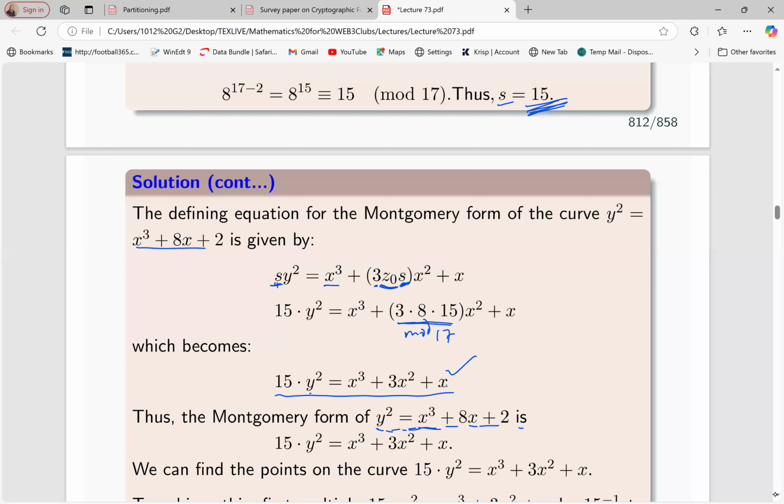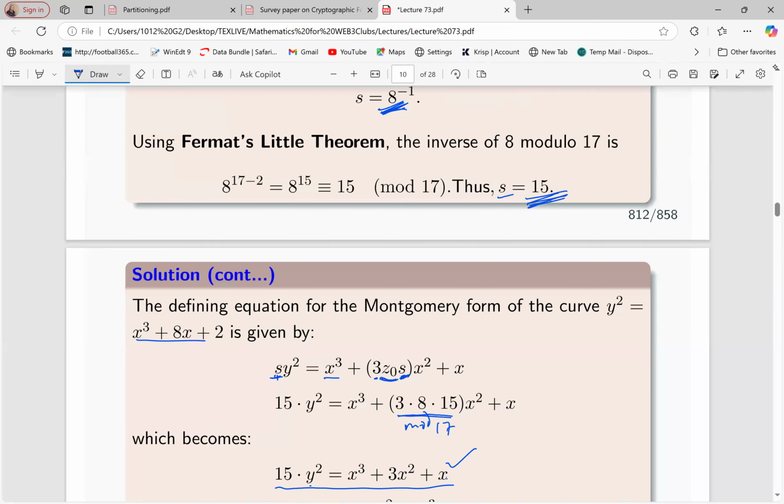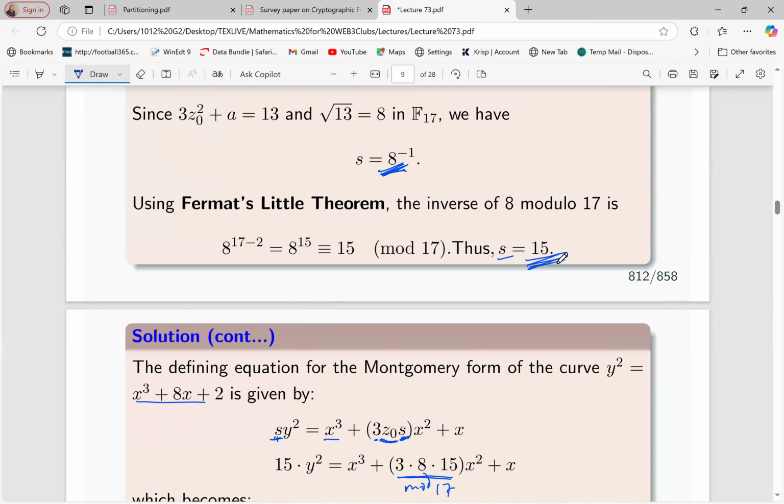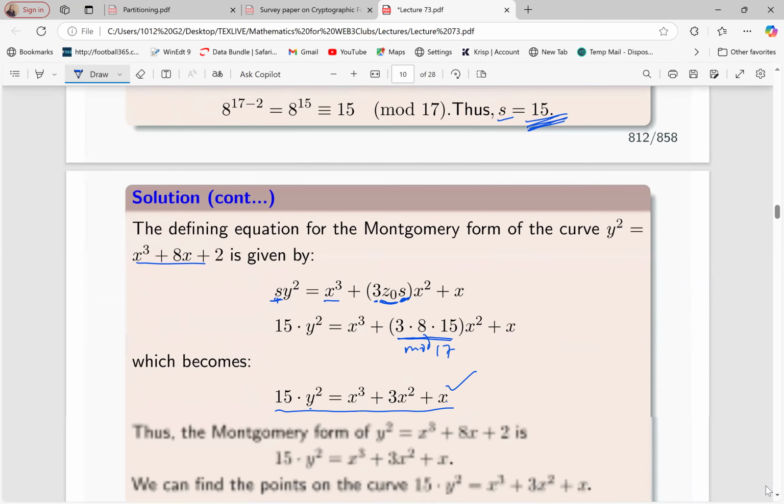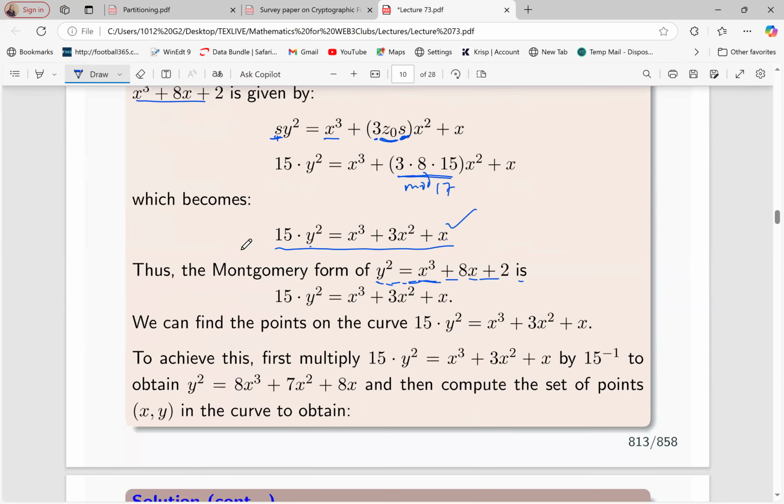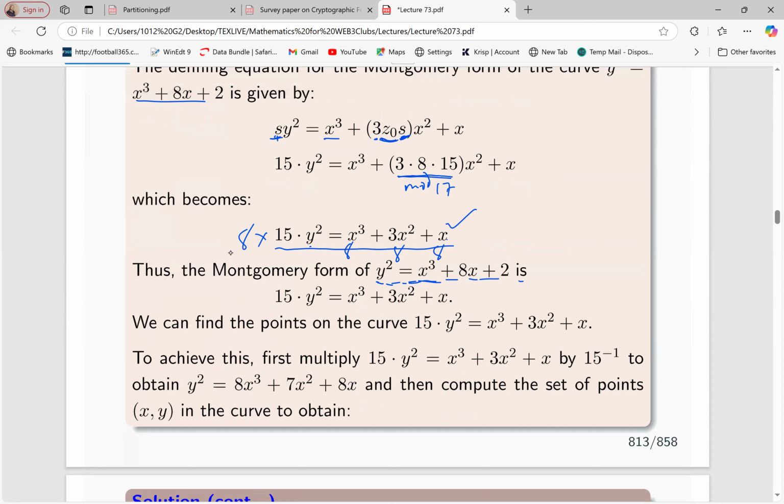So that means you multiply both sides by the inverse of 15. We found the inverse of 8 to be 15, so the inverse of 15 is 8. So when you multiply by 8 on both sides, what do you arrive at?